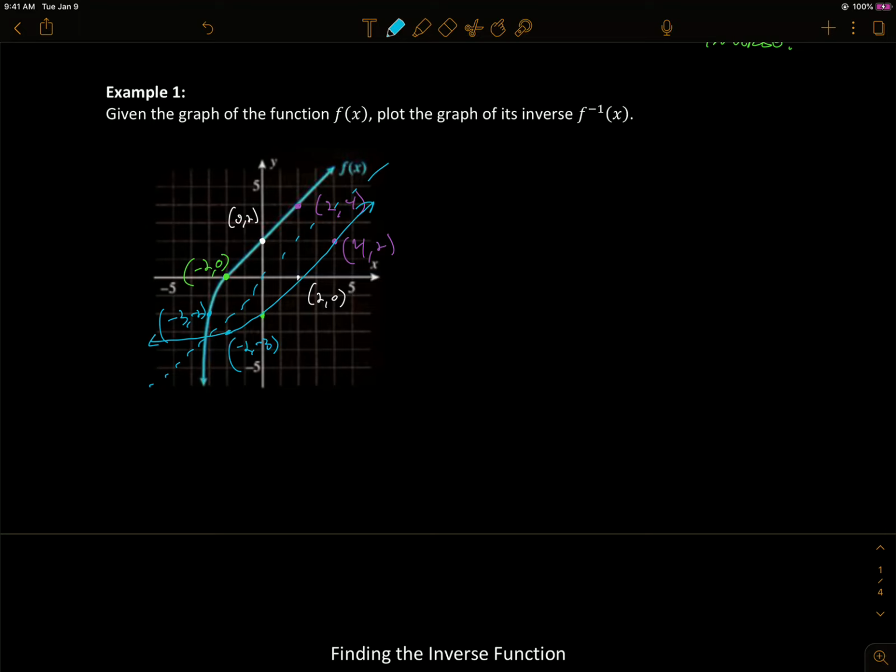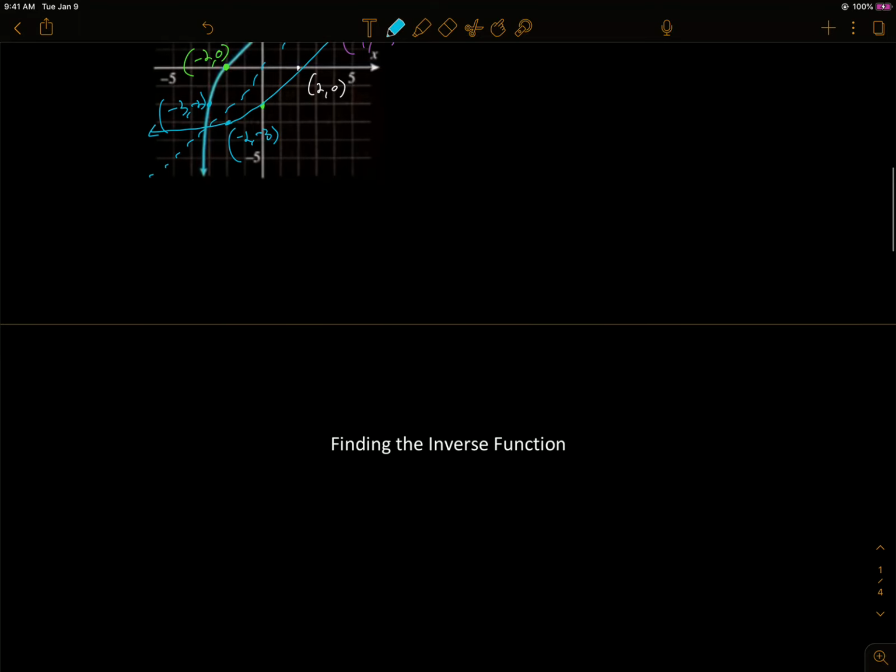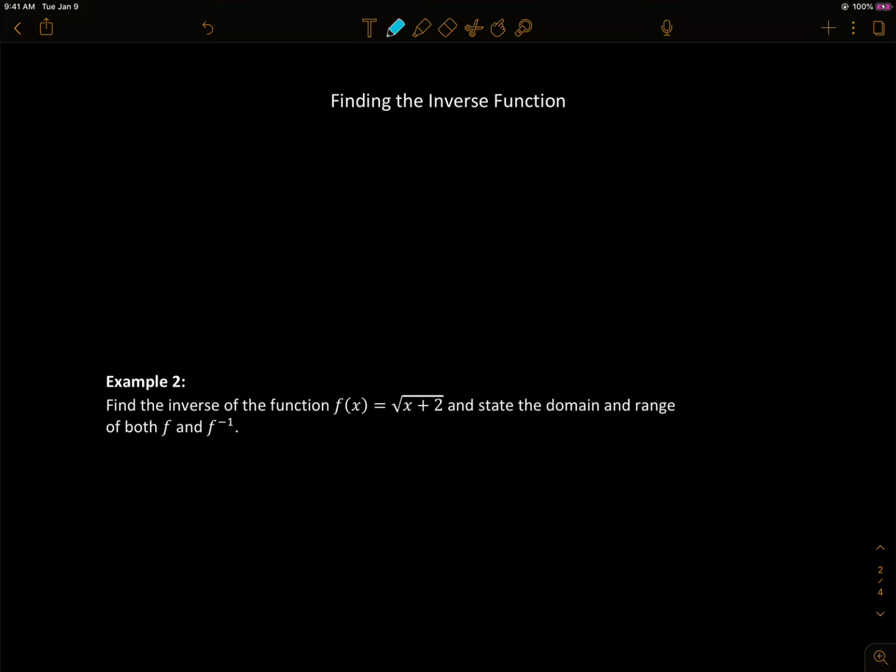All right, so at this point, we should be well versed in determining if two functions are inverses to each other. Now we want to really turn our attention to, given one function, find the inverse, okay? And we already did that graphically here. But now we're going to look at how do we do it algebraically. So finding the inverse function.